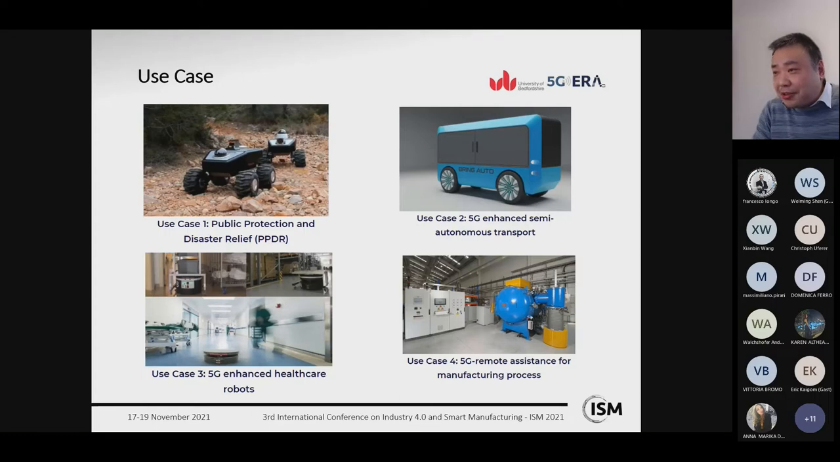The last one is remote assistance. This is actively being built up with Francisco and his team. And it's about remote assistance deployed in Italy.